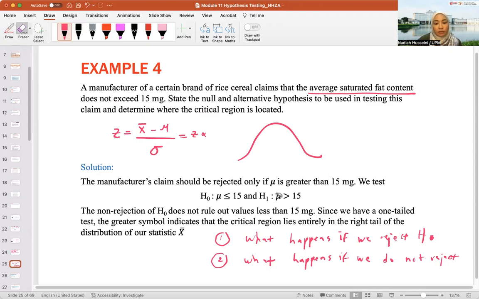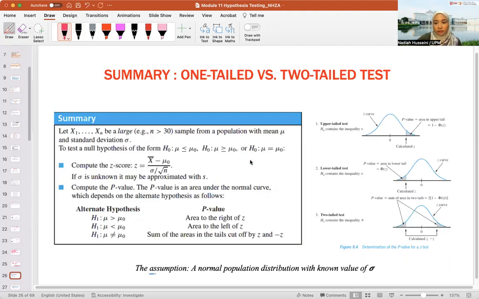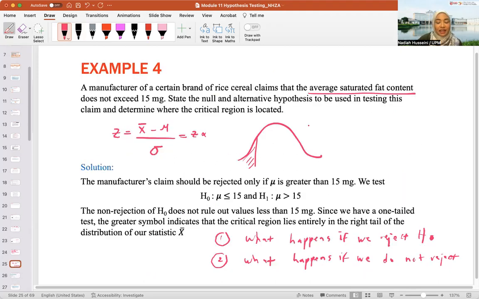So we always look back to our H1, and we follow this sign. They are saying that the mu is greater than 15. It's greater than 15. So we are looking at, I believe, this one. Let me see. If we're looking at something that is greater, area to the right of Z. Oh, my bad, sorry. Area to the right of Z. We're not looking at here.